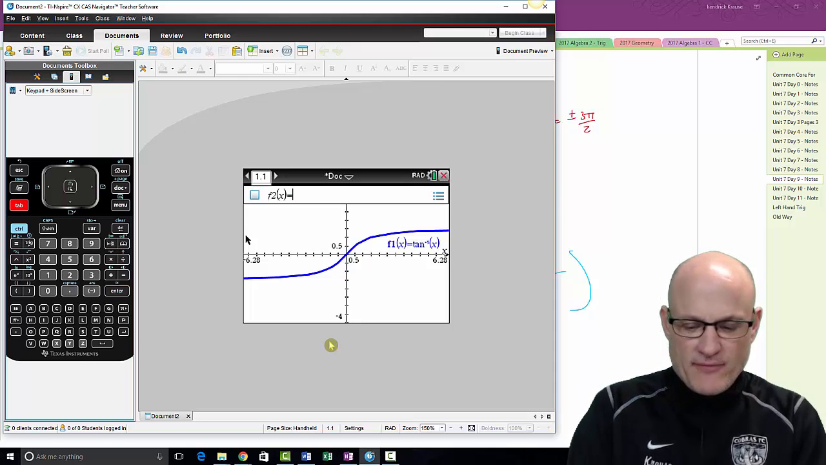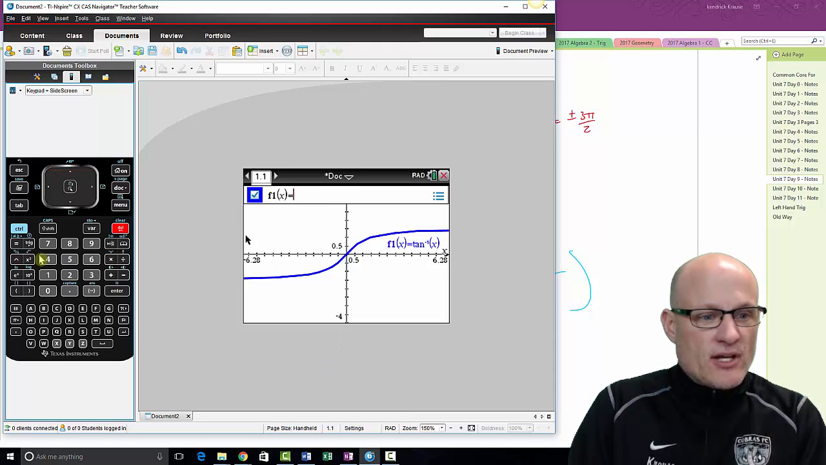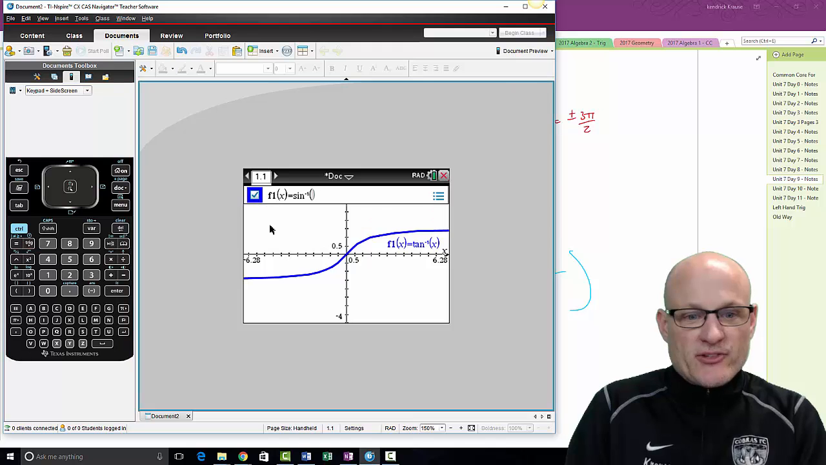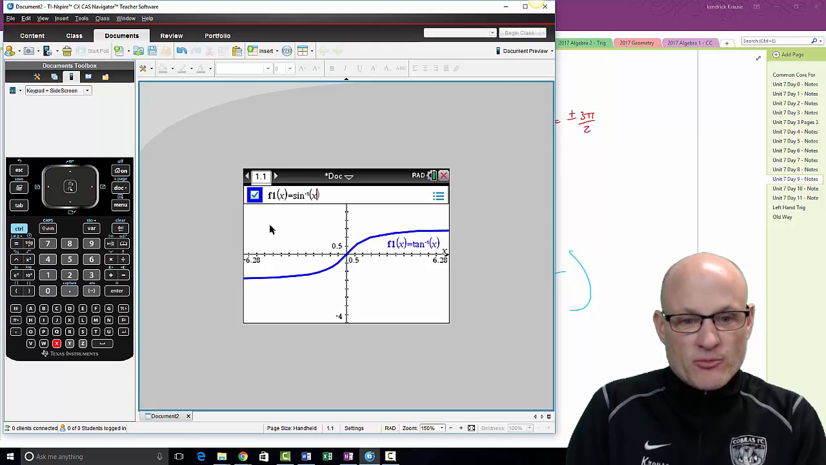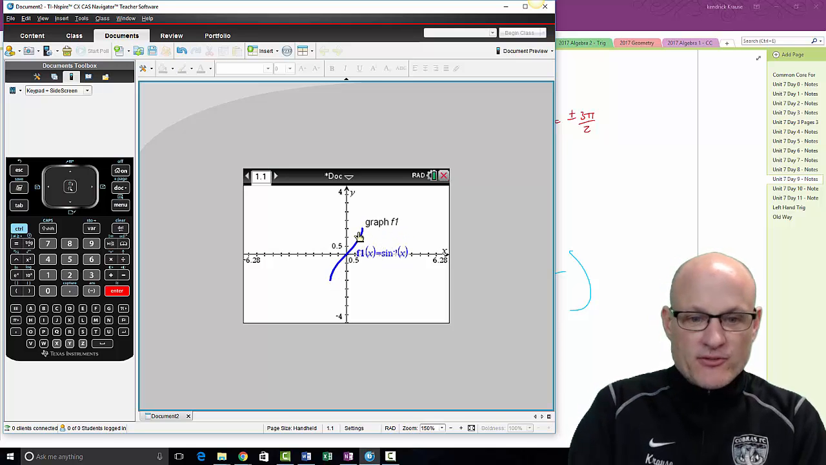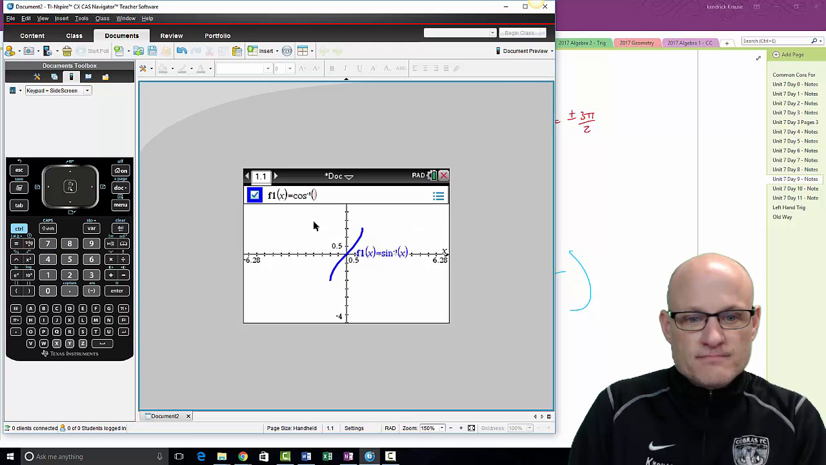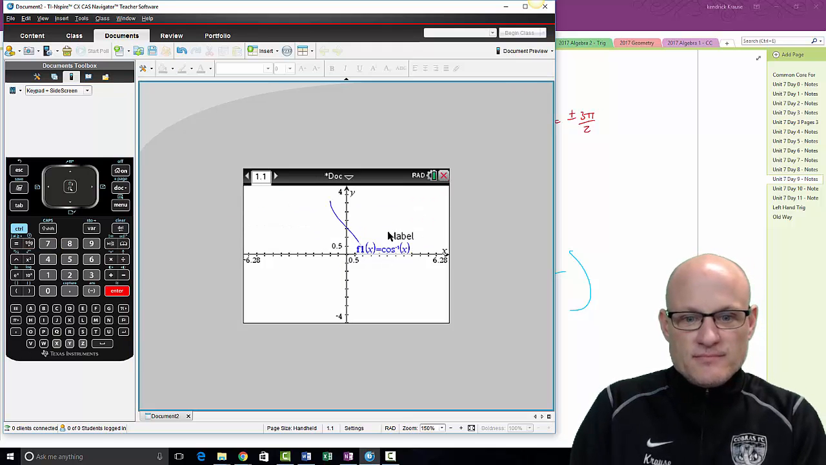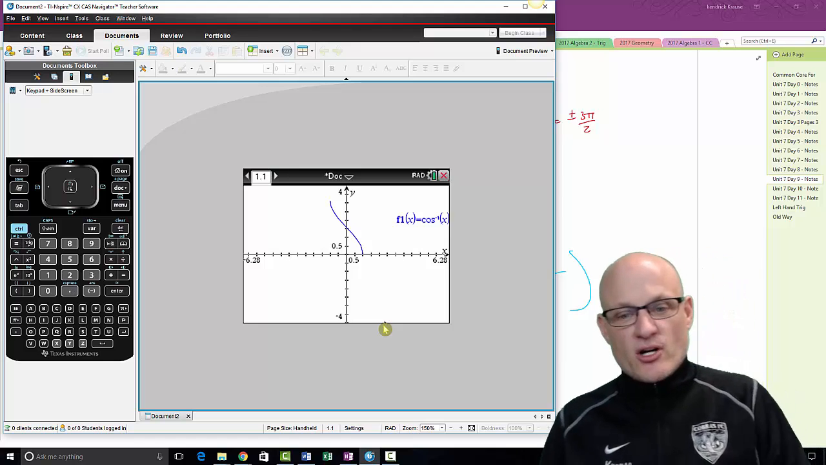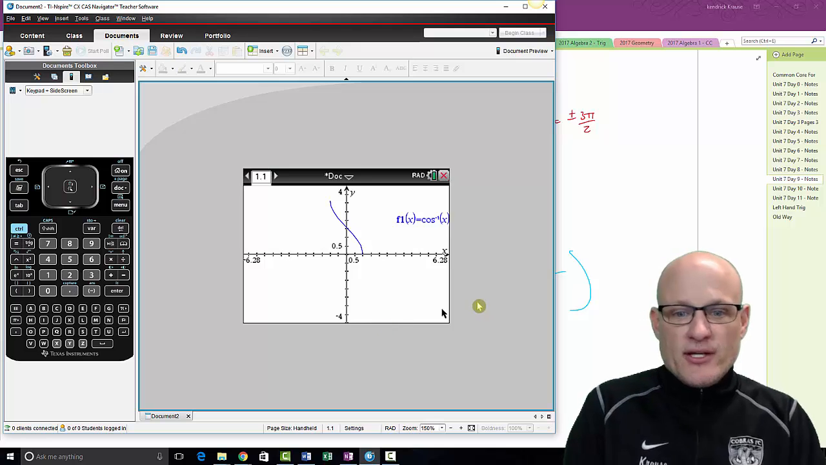Tab. I'm going to graph the inverse of sine. Remember what that looked like? Sine inverse. Remember, it's only a small piece because it's only defined over a small piece. Oh, look at that. And press tab. We'll do the inverse of cosine. There it is. So you can always use your calculator to figure out which function you're talking about to do inverses.